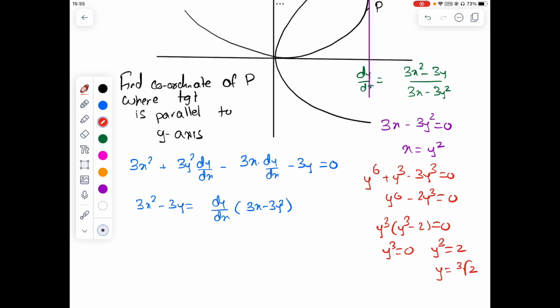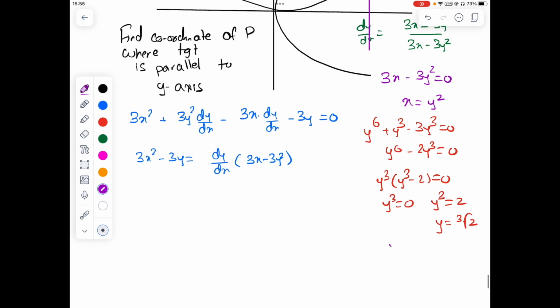Then I need to get the value of x also. So x is going to be y square, which is cube root of 2 whole square. So x equals 2 to the power 2 upon 3, or it is 4 to the power 1 upon 3. So what are the coordinates now? The coordinates are going to be cube root of 4 comma cube root of 2, the easiest way to write it out.